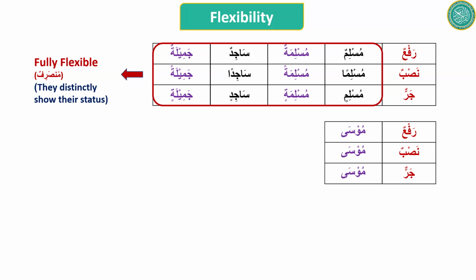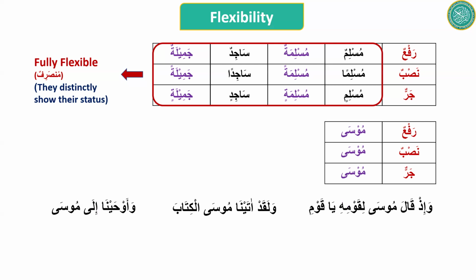All right. So, for example, if we look in the Quran, we will find different spots where the word Musa is used. For example, وَإِذْ قَالَ مُوسَى لِقَوْمِهِ يَا قَوْمِ. Or in the second ayah, وَلَقَدْ آتَيْنَا مُوسَى الْكِتَابَ. Or in the third one, وَأَوْحَيْنَا إِلَى مُوسَى. So Musa, Musa, and Musa. There are three examples of the word Musa being used in the Quran, which I have shown you right here.